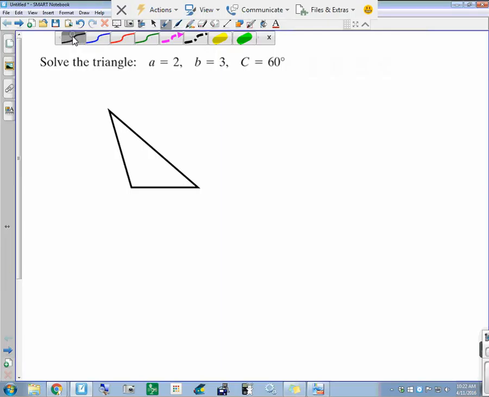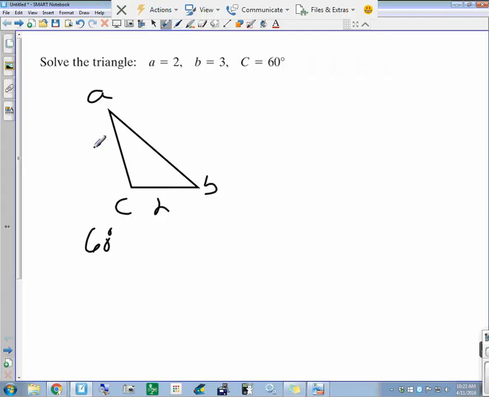Now, we don't necessarily know what's what, and we really don't care what's equal to what. We've got an A, we've got a B, we've got a C. Now, they say that C is 60 degrees down here. Side A is going to be 2. Side B is going to be 3. So these are the things that we are going to be looking for. So when we take a look back at the law of cosines, we need to figure out which one of these we need to use.